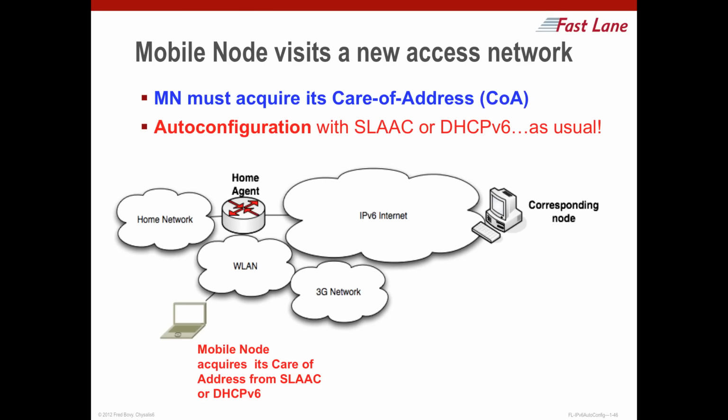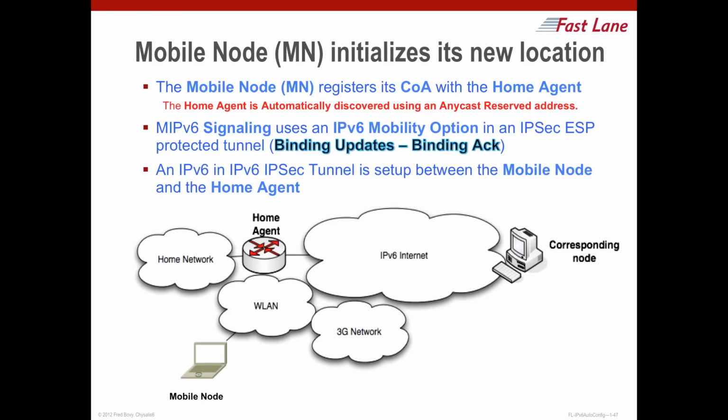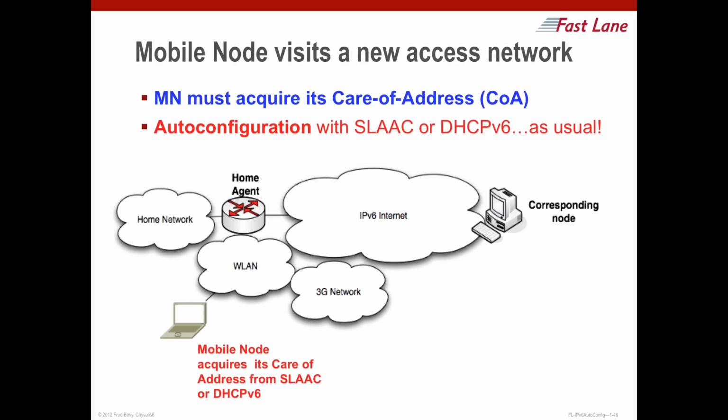So this is the principle for mobile IPv6. When the mobile node is leaving its home network, it acquires a new care of address. It is acquired by stateless address autoconfiguration, or DHCPv6. So the address is just learned by router advertisements, exactly the same as we have seen before, so no difference. It is what we call a care of address.